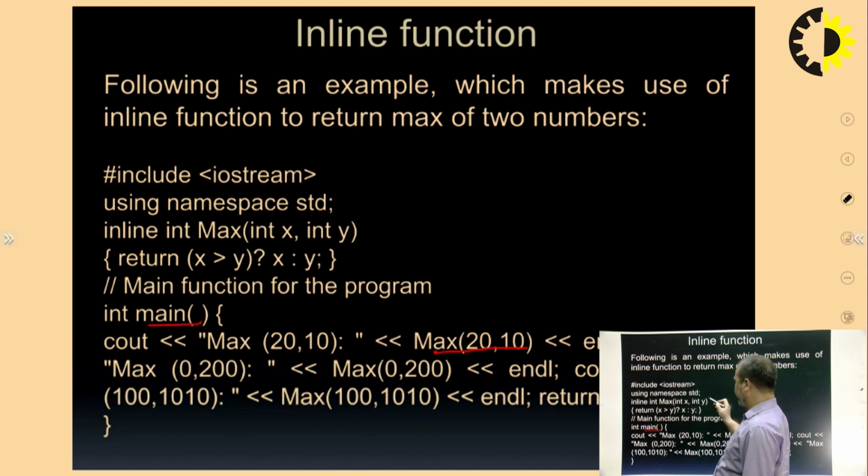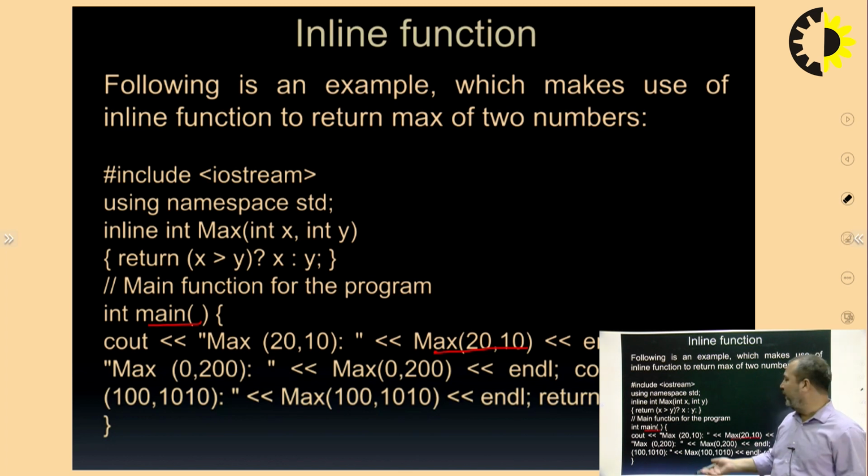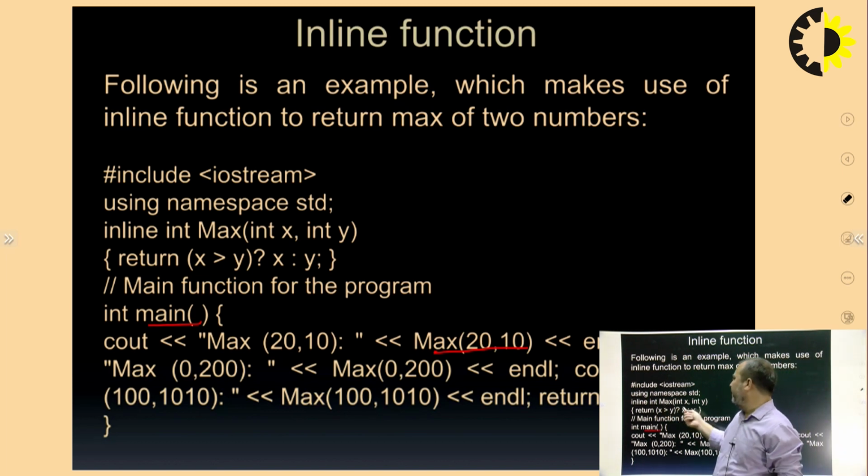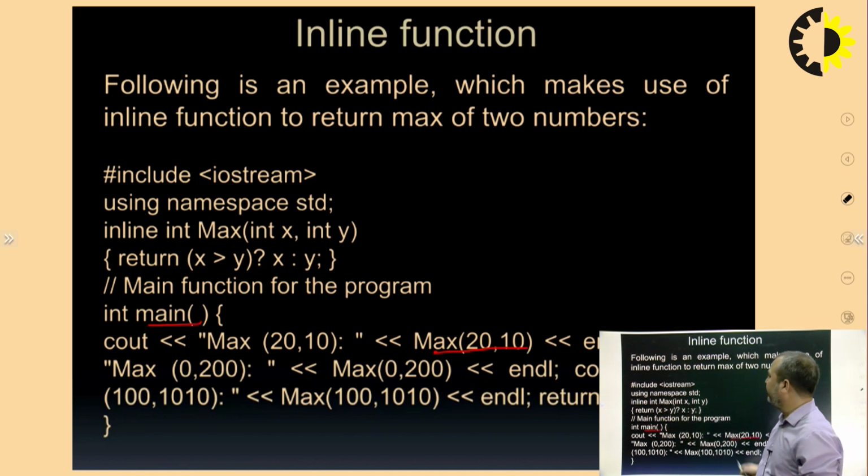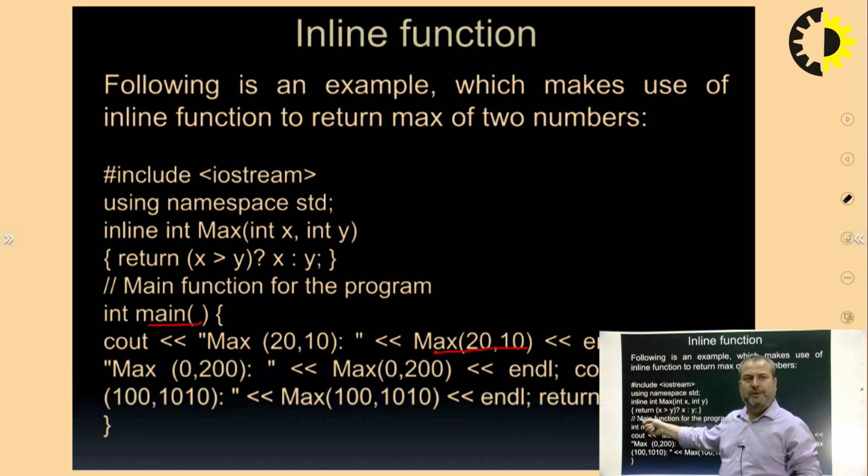In the declaration itself, we have just written the simple code. We are not writing this code outside of main. So if a function is very small, we can make it inline. You can compare this inline with macros. In a macro, we define max as 20, so max is replaced with 20. Similarly here, this function is just replaced with this code.